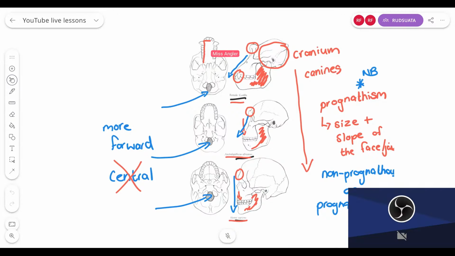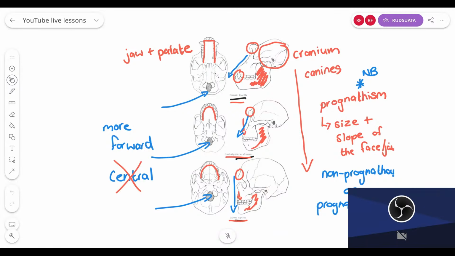One last thing also is the shape of the palate. This is a rectangular shape. Do you notice it becomes more of a U shape and then finally parabolic like that? So it becomes more curved, and that has to do with, again, prognathism. So the jaw is linked to the palate. The jaw and the palate go together.